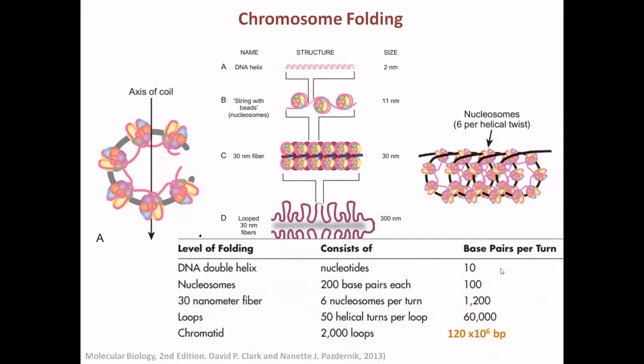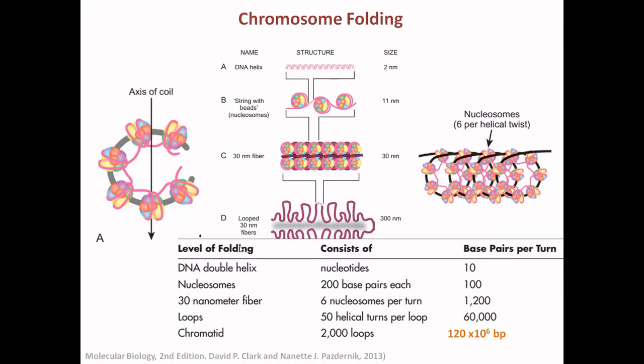So what base are we discussing? Base pairs: in the DNA double helix, we know there are 10 nucleotides per turn. In the nucleosome, there are 200 base pairs for each unit, which is the fundamental unit of chromosome folding. There are 100 per turn, and 2 turns, so 200. That also we have discussed. In the 30 nanometer fiber, we have 6 nucleosomes. So 200 times 6 is equal to 1200 base pairs.